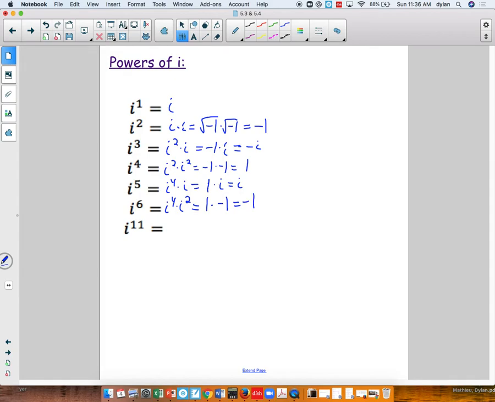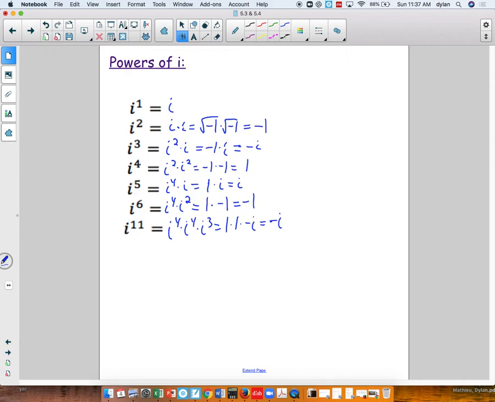And you might be starting to notice that there's a pattern at play because we're starting to get some repetition. I to the fifth is the same thing as I to the first. I to the sixth is the same thing as I to the second. I to the 11th, I would just think about as I to the fourth times I to the fourth times I cubed. In other words, it would just be 1 times -I, which is just -I.